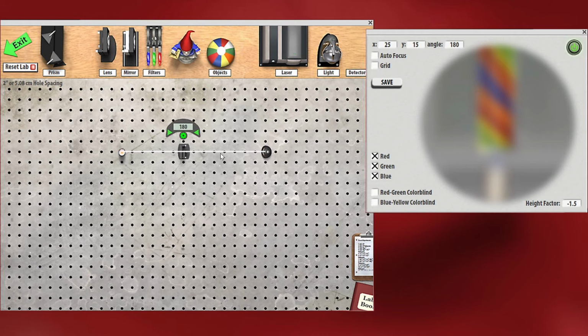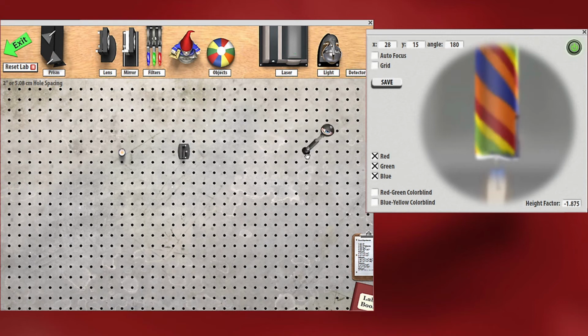It's out of focus again. Where is my image? Let's see if I can find where it's in focus. There it is. So it's bigger and inverted and farther away than twice the focal point.